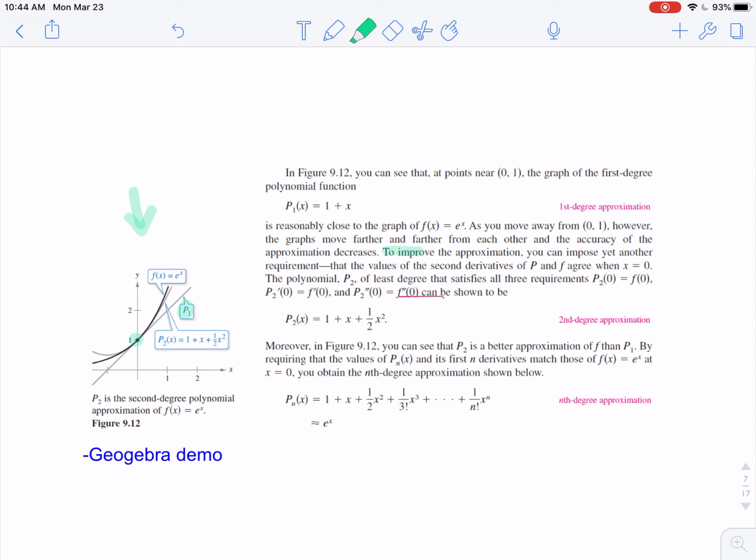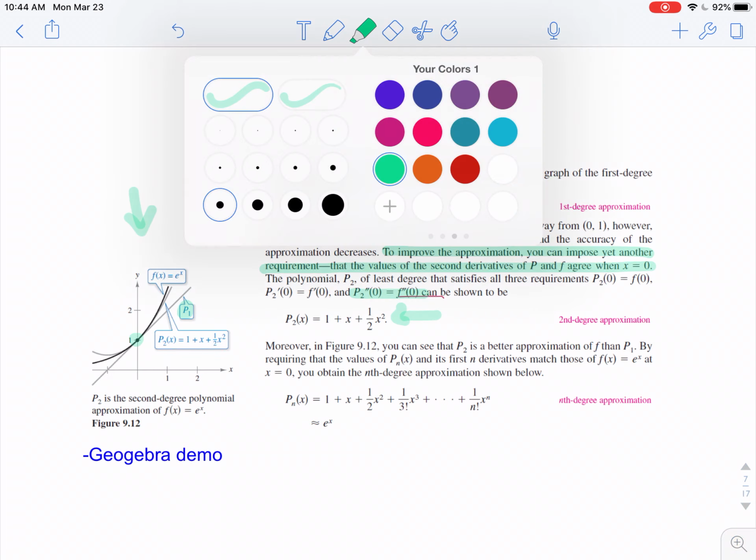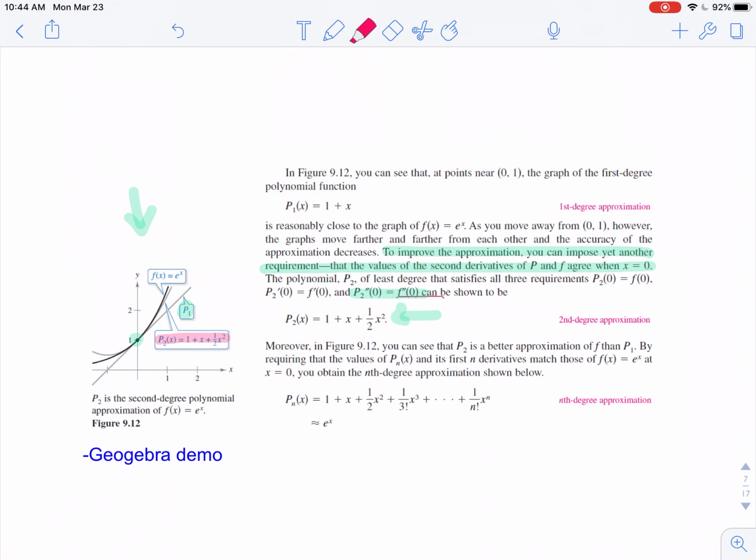Okay, so if I want to improve this approximation, you can impose another requirement. You could say that when x equals 0, not only do the values need to agree, not only does the first derivative have to agree, but also the second derivative at 0 has to agree. And if you do that, you get this polynomial. We'll talk about where that comes from a little bit in the next slide. You can see if you take a look at this polynomial, this curve, it definitely is a better approximation to the curve e to the x than a straight line. Not really that surprising, right?